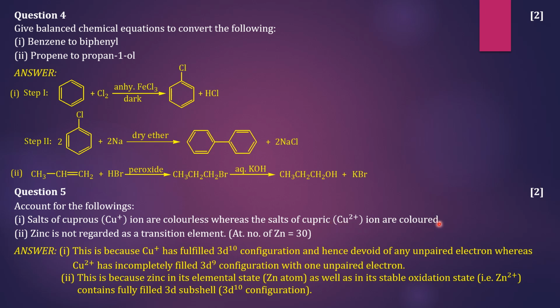Next, salts of cuprous ion are colorless, whereas salts of cupric ion are colored. So the keyword here is unpaired electron. Cu+ has no unpaired electron because it has a fulfilled 3d10 configuration, and Cu2+ will have 1 unpaired electron as it has an incompletely filled 3d9 configuration.